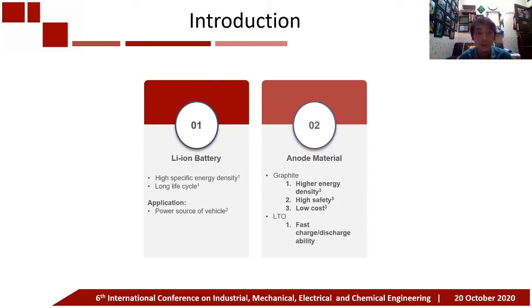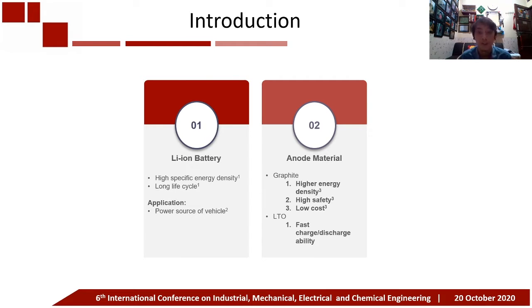For the introduction, lithium-ion batteries are energy storage with high specific energy density. Because of these properties, lithium-ion batteries are used for electric vehicle applications. Lithium-ion batteries have three main components: anode, cathode, and electrolyte. These three things affect the electrochemical performance of the battery.